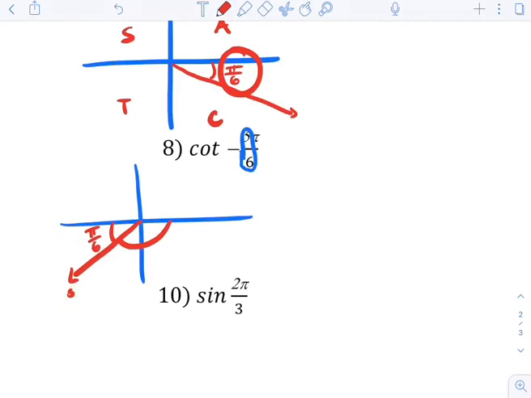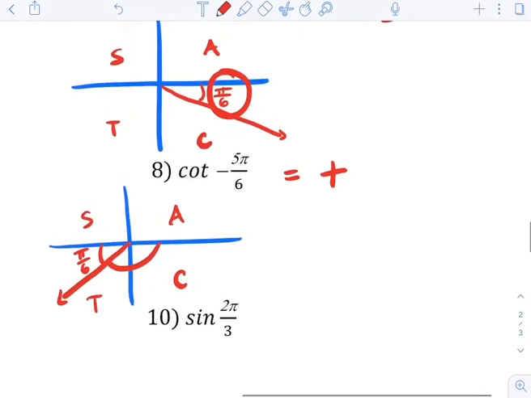So, first things first, CAST rule. Let's figure out what sign our answer is going to be. Now, tan is only positive in that quadrant. Cotangent is the reciprocal of tan, so I know it's going to be positive something.